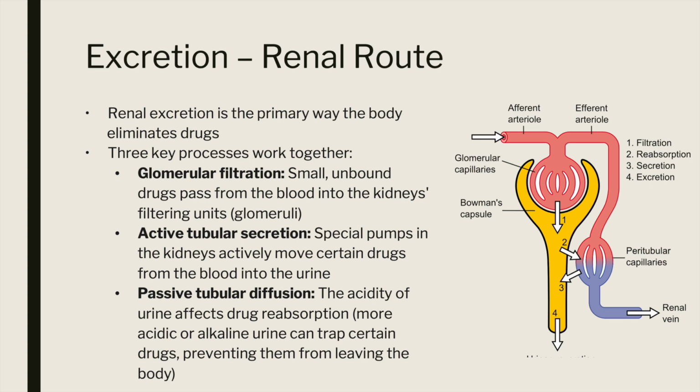And then there's passive tubular diffusion, which means the acidity of the urine affects the drug's reabsorption. So more acidic or alkaline urine can trap certain drugs and prevent them from leaving the body. So it just depends on, again, how acidic or alkaline the urine is and what type of drug it is. So that will affect how much of it is able to leave the body.